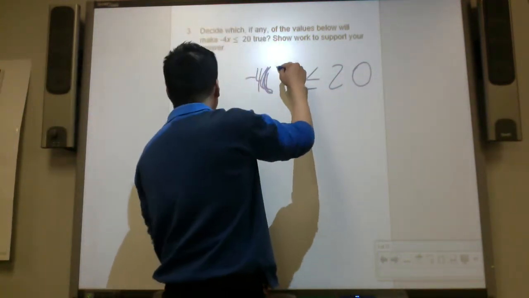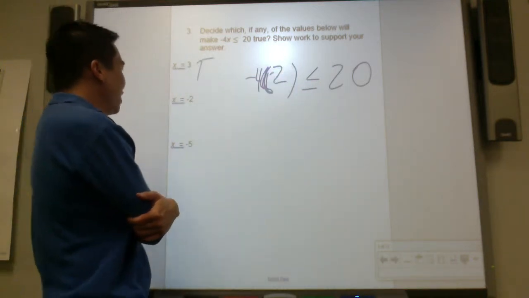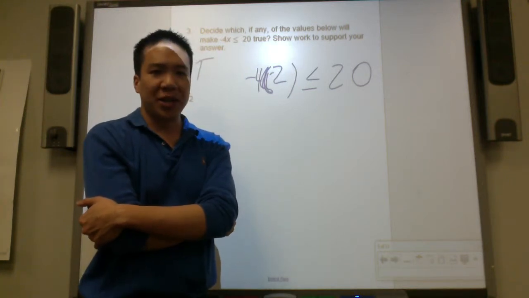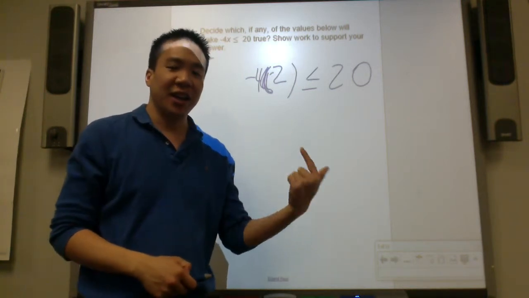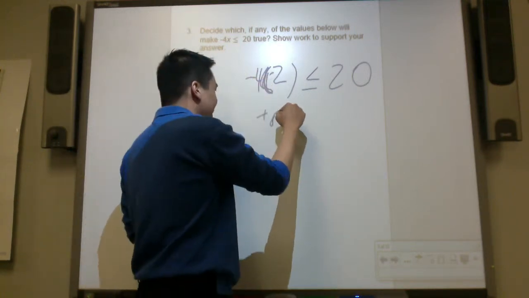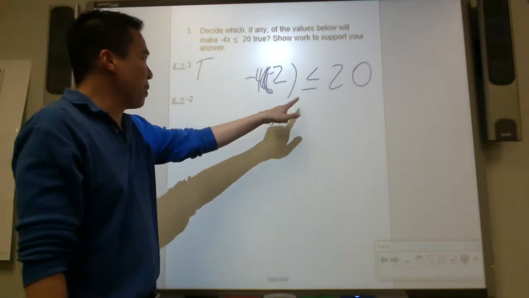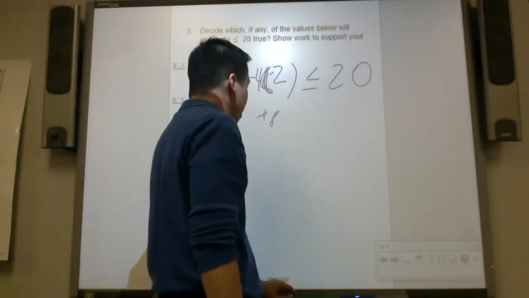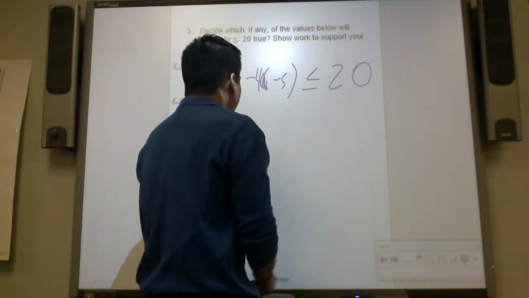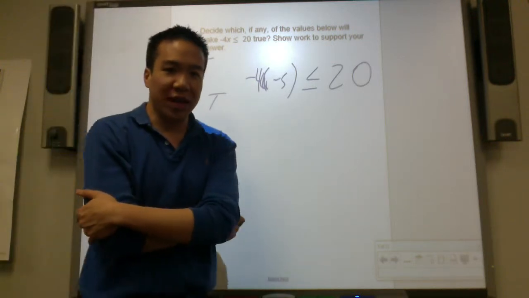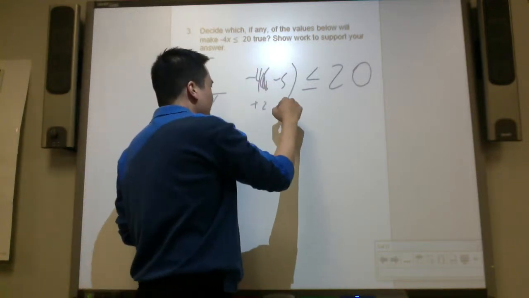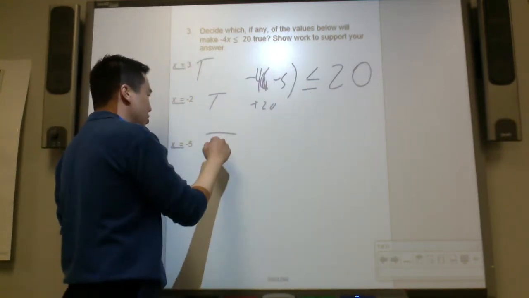If I replace the x with -2, what's -4 times -2? Ooh. Do you remember when you multiply two negative numbers? Multiply or divide is an easy thought. Same signs are positive. Different signs are not. So it's +8. Is +8 less than or equal to 20? That's definitely true. And next one, if I replace this x with -5. So, multiply two negatives. Same signs are positive. Is +20 less than or equal to 20? True.